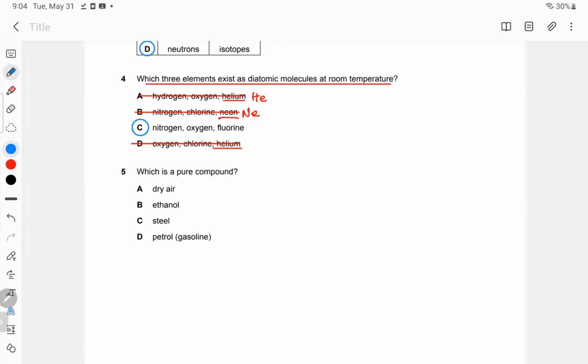Is this clear to everyone? Yes, sir. And if you have to recall which elements are diatomic, there are only 8 elements that are diatomic molecules, and those are hydrogen, then nitrogen, then oxygen, then fluorine, then chlorine, then bromine, then iodine, and sometimes astatine as well.